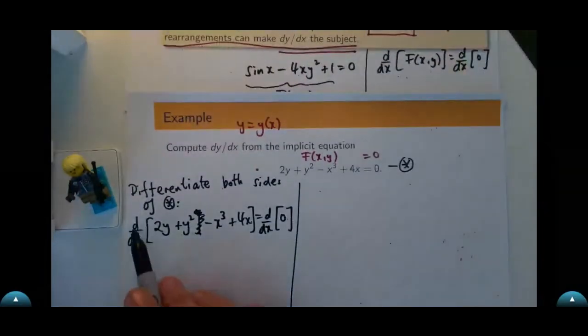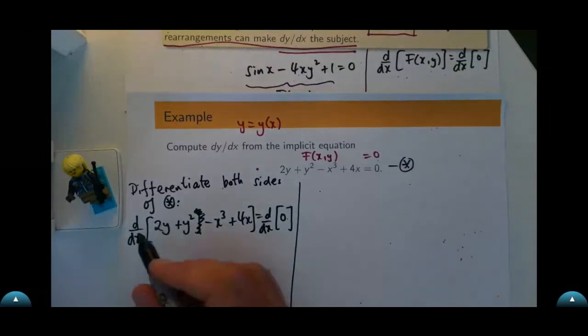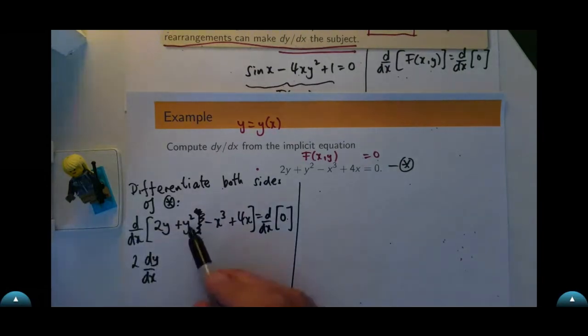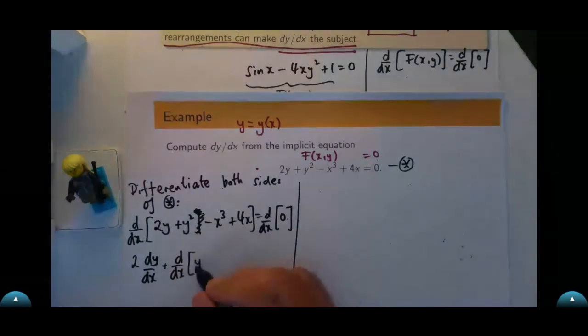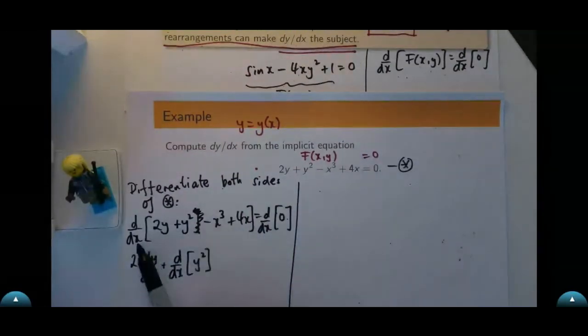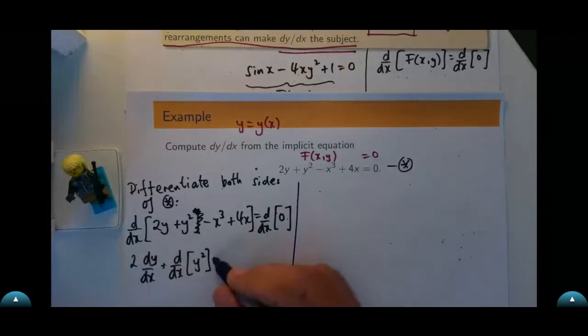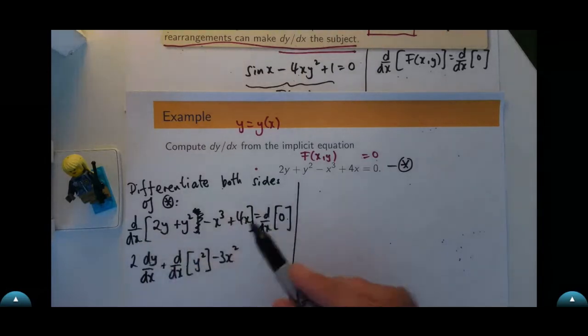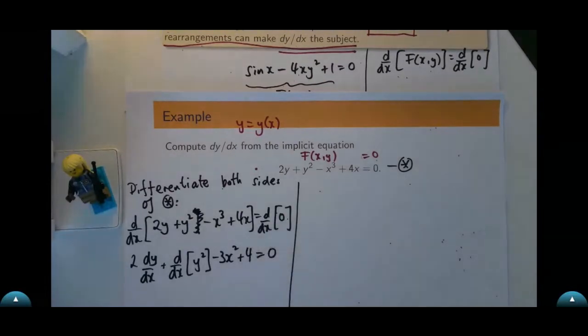Okay. So let's break this up into parts. If we differentiate y with respect to x, that's all we can do. We can't simplify that any further. This one's a bit different though. So I'm just going to leave that and I'll come back to that. Okay. If we differentiate negative x cubed with respect to x, we get negative 3x squared. And if we differentiate 4x with respect to x, we get 4. And if we differentiate 0, we get 0.